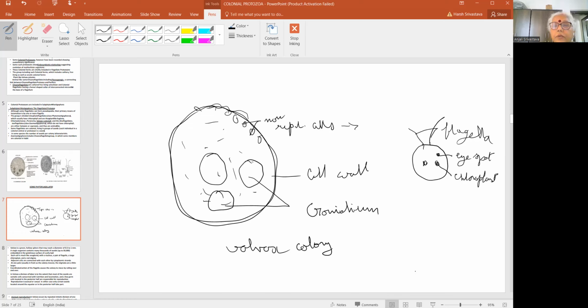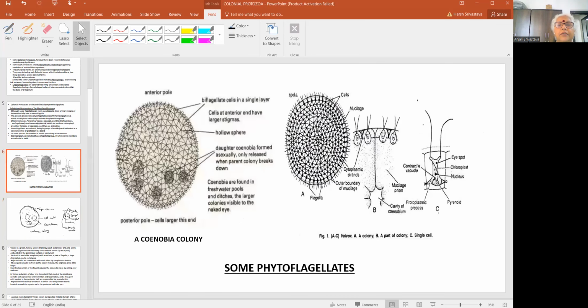This is one nucleus. When we see the choanoflagellate, it very much resembles these structures, except for certain contractile vacuoles. So this is the structure of a single cell of the volvox colony. This is the volvox colony. This is a very rough diagram. You can see the details here.